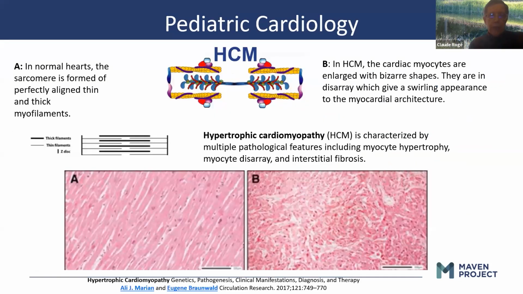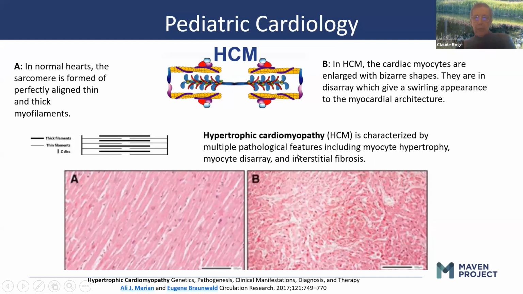So what's hypertrophic cardiomyopathy? You can see in the normal heart here, you have the sarcomeres formed of perfectly aligned thick and thin myofilaments, okay? And on the biopsy, it looks very regular like this. In hypertrophic cardiomyopathy, the cardiac myocytes are enlarged with bizarre shapes. They are in disarray, which gives a swirling appearance to the myocardial architecture. You can see that here. So it's a very different picture, okay?